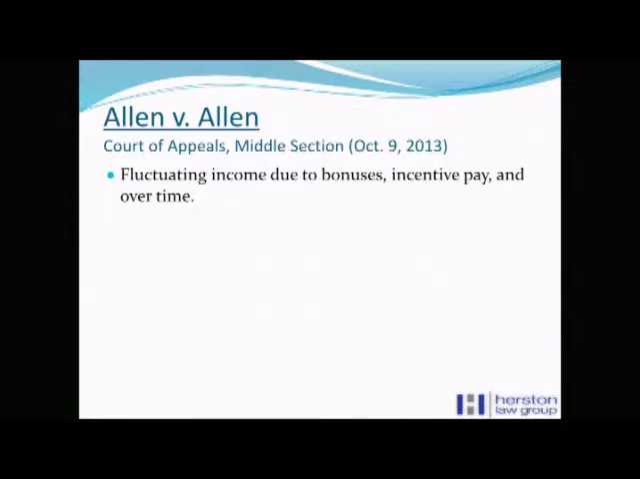The original decree ordered that father was supposed to pay a sum certain plus 21% of the net sum of his overtime, bonuses, profit sharing, and incentive sharing programs. He was supposed to provide mother with a quarterly statement so she could keep tabs. As you can imagine, that's where the trouble came.